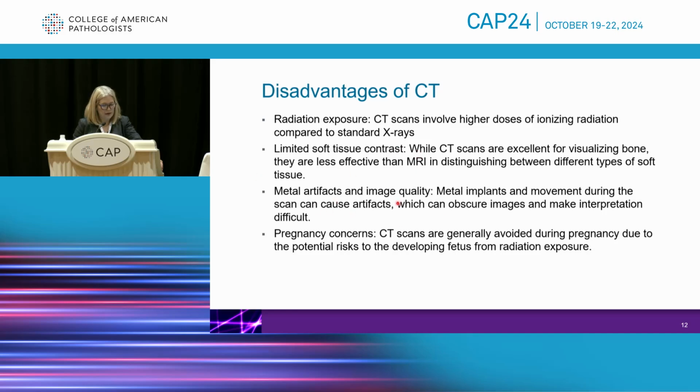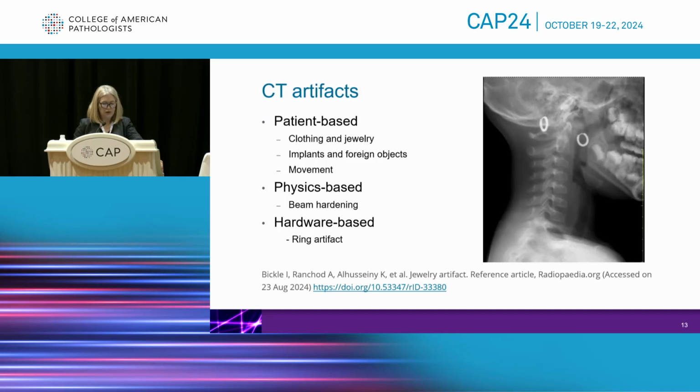Metal artifacts and image quality: while you can image somebody with metallic implants, it does interfere with the scan quality. And then another big one, that's pregnancy concerns. So you don't want to give large amounts of ionizing radiation to a pregnant individual and expose a fetus to radiation exposure.